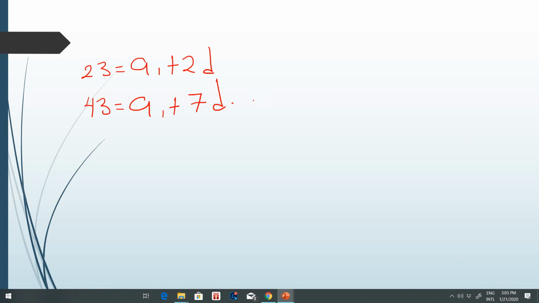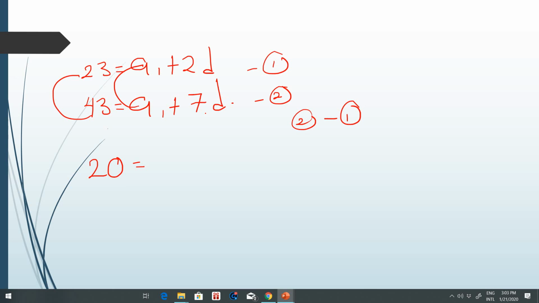Okay, so what we can do, equation 2 minus equation 1. 43 minus 23, that's 20. A1 minus A1, that's 0. 7D minus 2D, that's 5D. So 20 divided by 5, D is 4. That's cool.